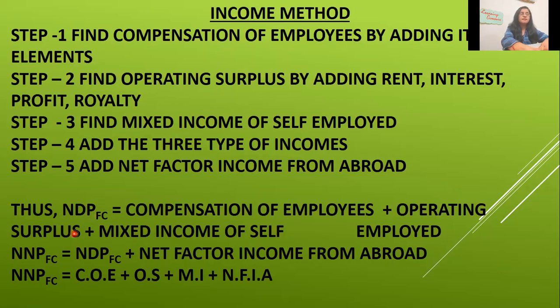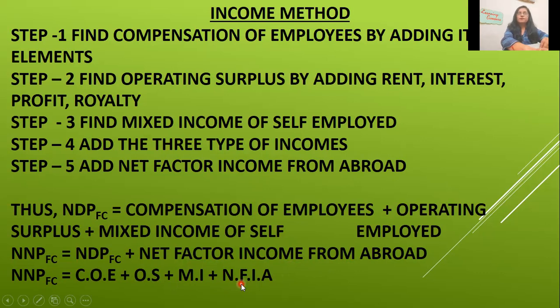And for changing a domestic income into national income, what we do? We always add net factor income from abroad to domestic income. So the whole formula at a single glance is NNPFC is equal to compensation of employees, operating surplus, mixed income, and net factor income from abroad. We don't have to deduct anything. Only remember that if it is given net factor income to abroad, means in place of from, it is written to, then it will become negative.